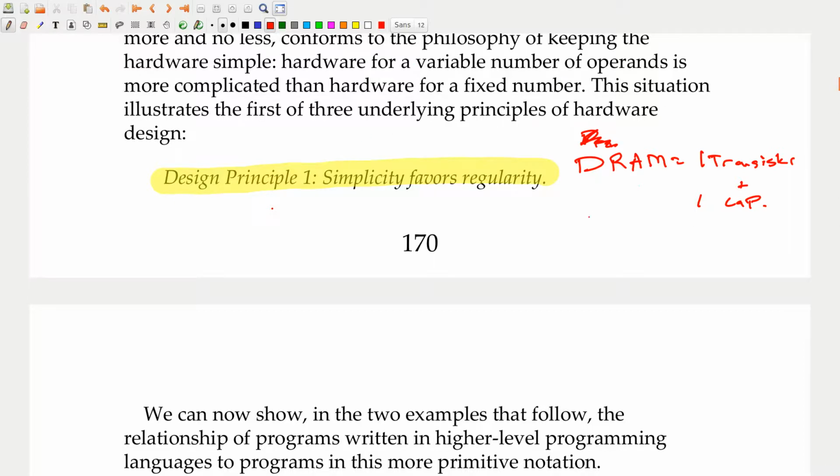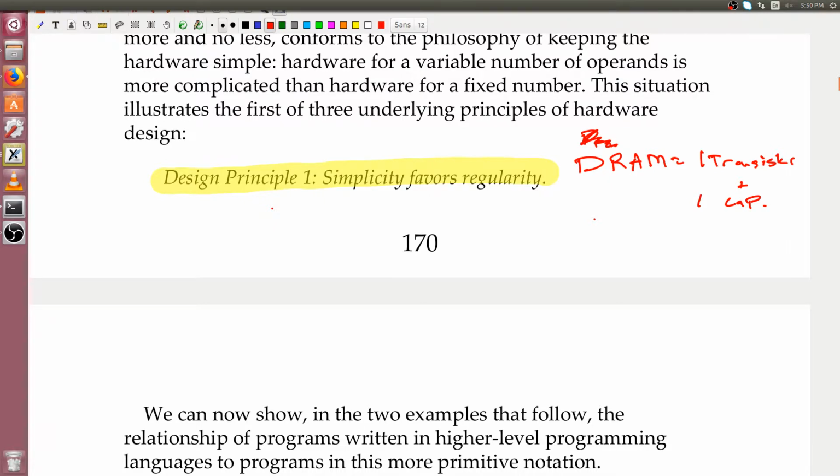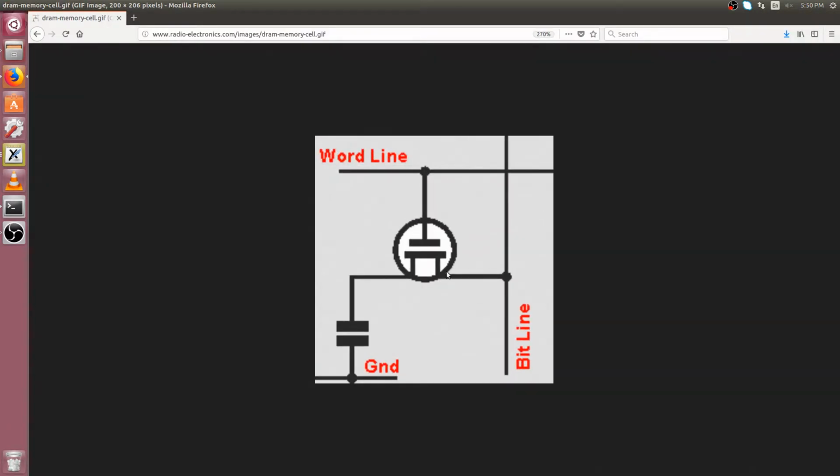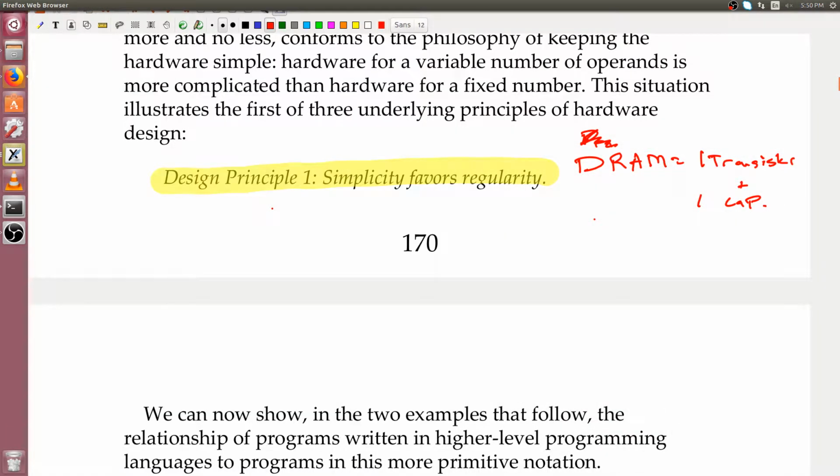Now, let's look up a DRAM circuit. Let me look that up. DRAM circuit. Okay. This is a good one. Look how simple this is. This is all a DRAM circuit is. We have a capacitor, we have a transistor. That's it. So we can make very dense memory using this.